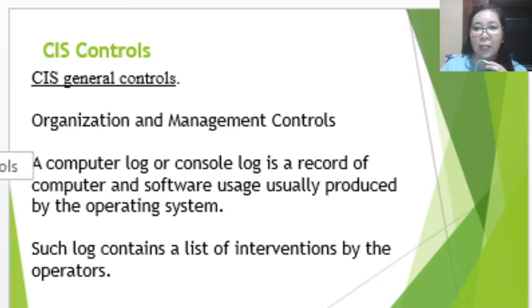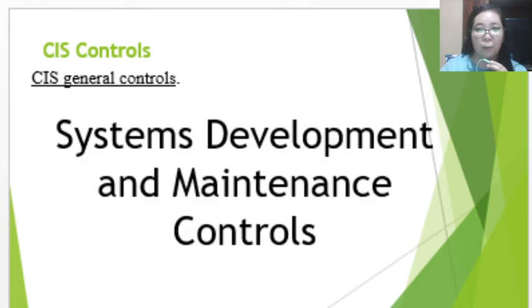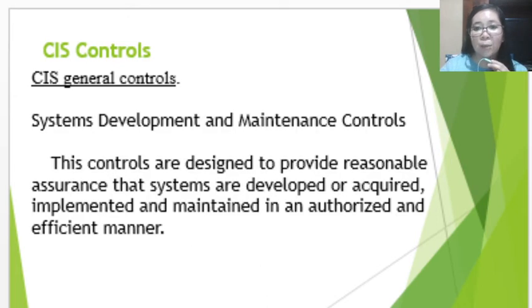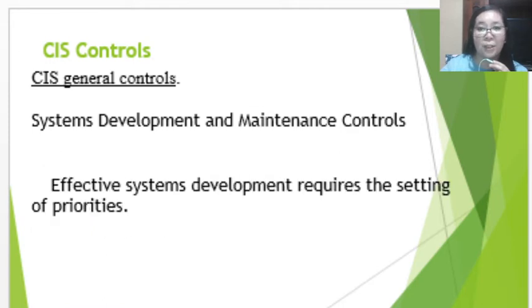So those are for the organization and management controls. Next is the system development and maintenance control. In this case, these controls are designed to provide reasonable assurance that the systems are developed or acquired, implemented and maintained in an authorized and efficient manner. So that's the function or the purpose of our system development and maintenance control.